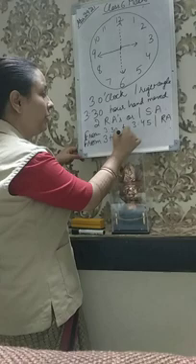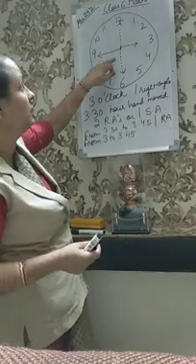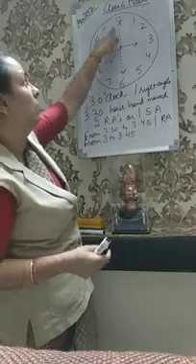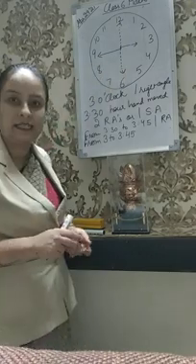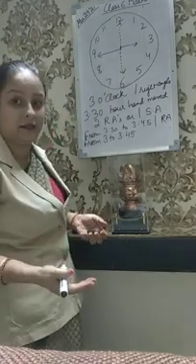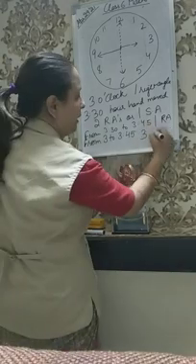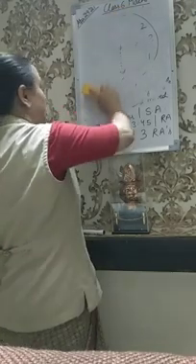And what about from 3 to 3:45? From 3 to 3:45, how much has it covered? It has covered from 3 o'clock to 3:45, 1, 2, 3 right angles, right? So, 3 right angles. Understand? Alright. Let's understand it further.